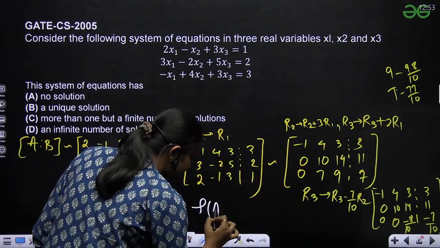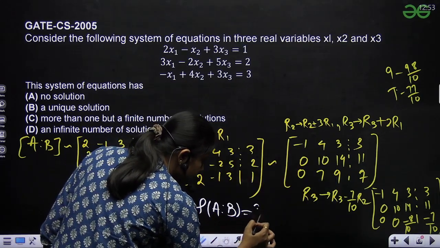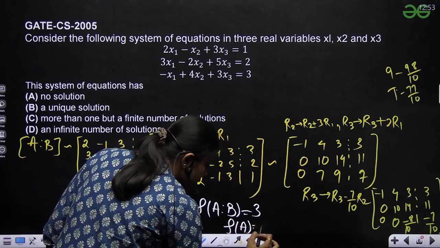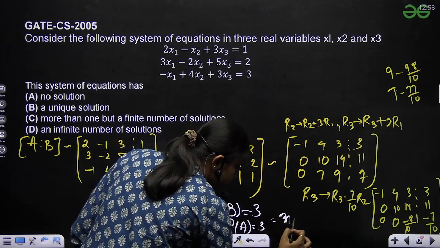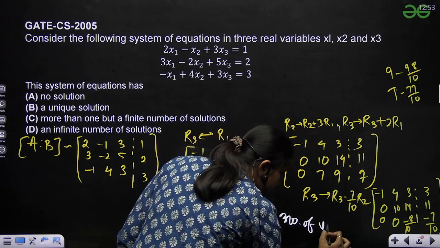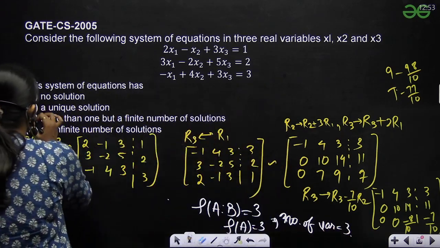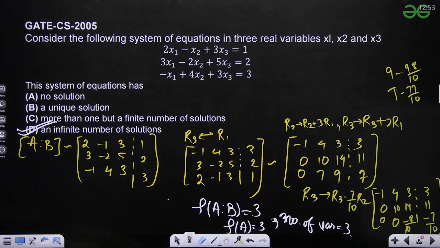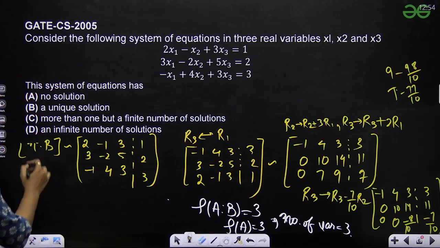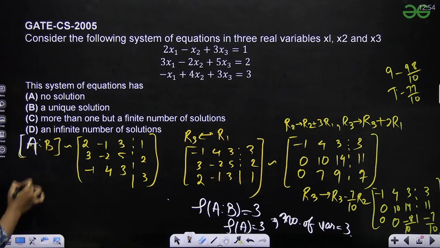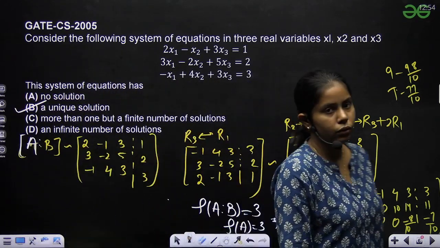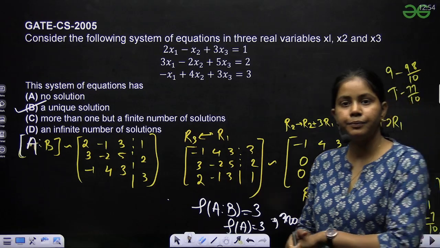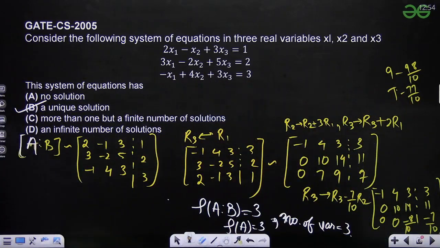Rank of A augmented B is equal to 3. Rank of A is also 3, and the number of variables is also 3. So how many solutions do we have? We have an infinite number of, oh sorry, what am I doing, we have a unique solution. We'll have a unique solution here, and they are not asking us to find the solution, so we will not go into that. Otherwise, if they asked us to find a solution, then I would find it. Right, now let's see the next question.